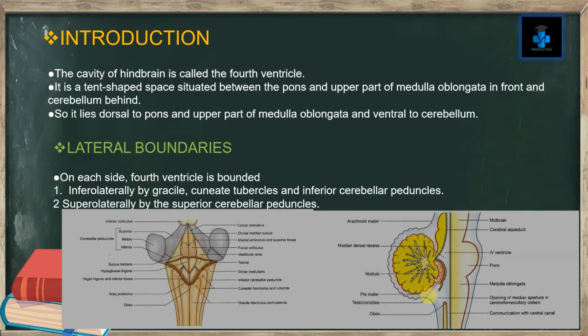Lateral boundaries. On each side of the fourth ventricle, it is bounded inferolaterally by the gracile, as you can see here, and also cuneate tubercles right here, and also the inferior cerebellar peduncles just lateral to it. So this is how it is bounded inferolaterally, and superolaterally it is bounded by the superior cerebellar peduncles. This is the superior cerebellar peduncle.